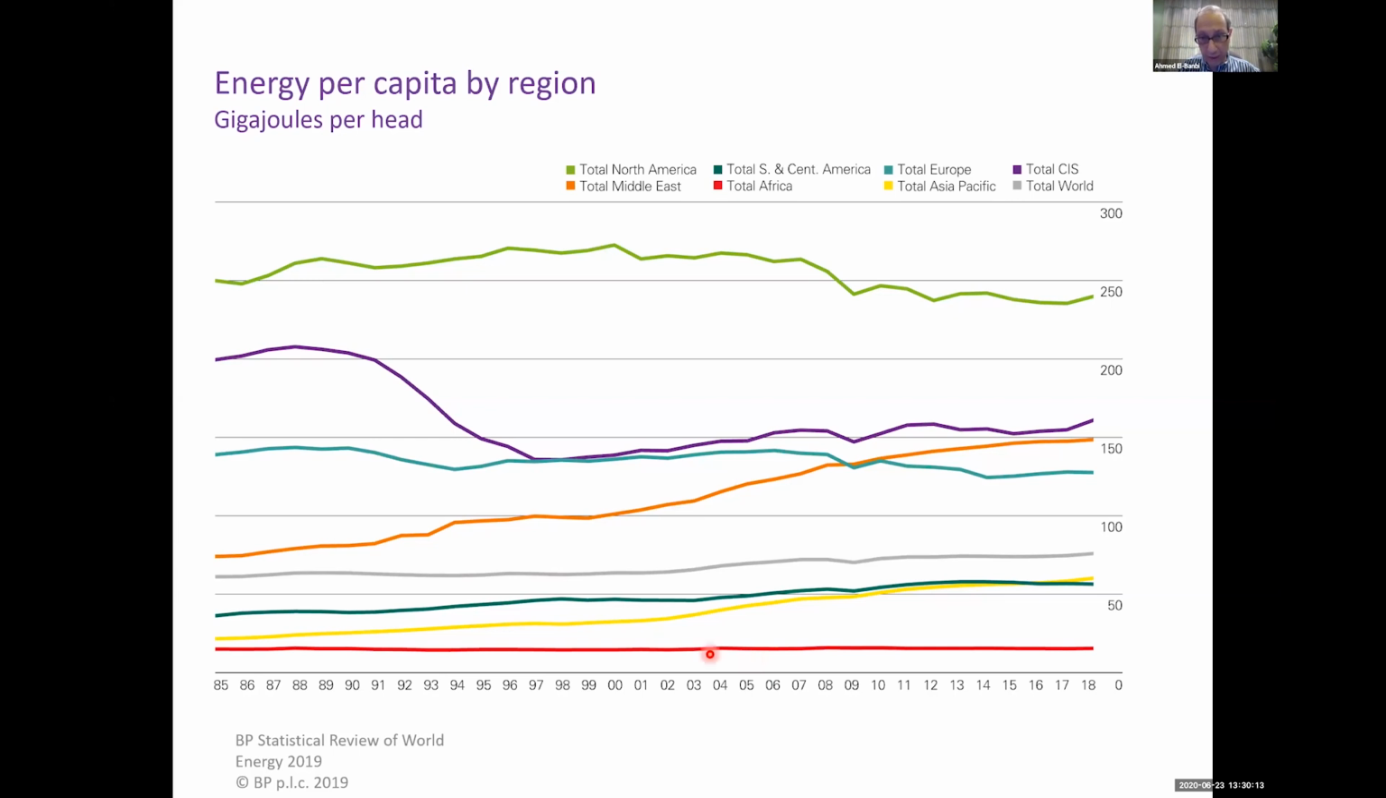Of course, the expectation over the next 10, 20, 30 years is that all of these countries and regions will catch up to the middle here. And this means more energy demand and more energy consumption.